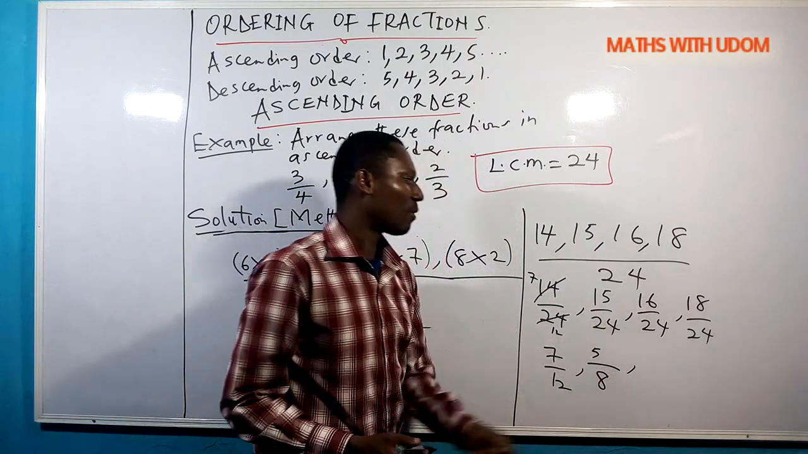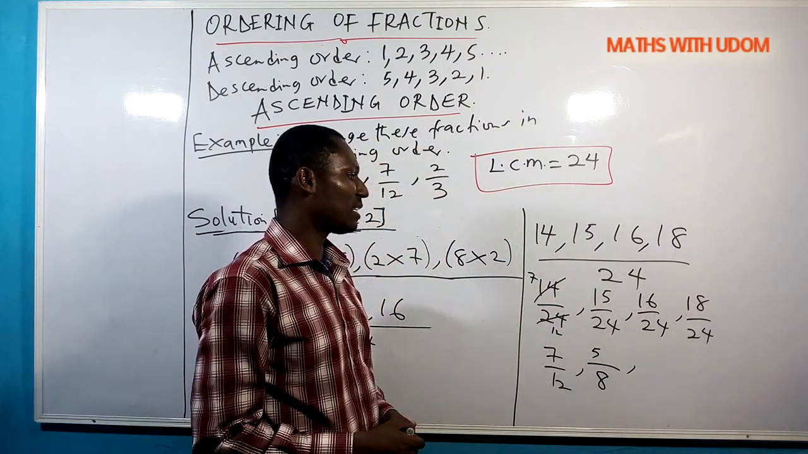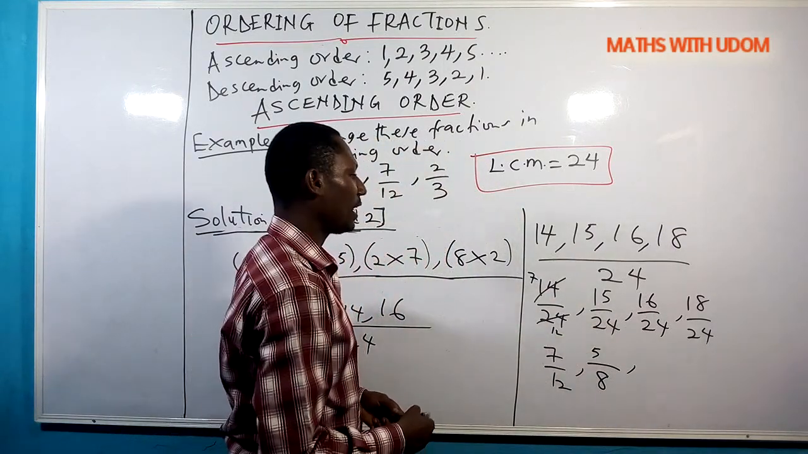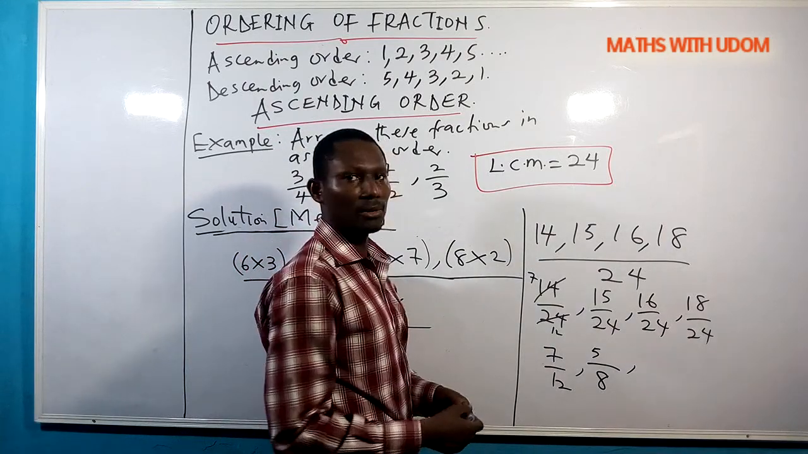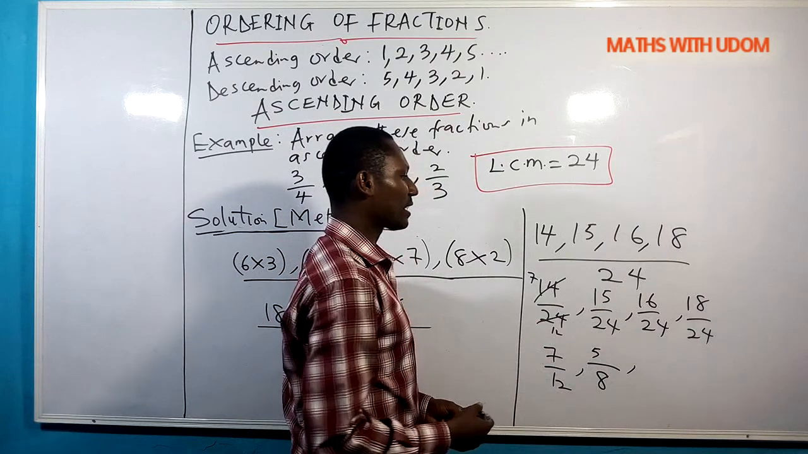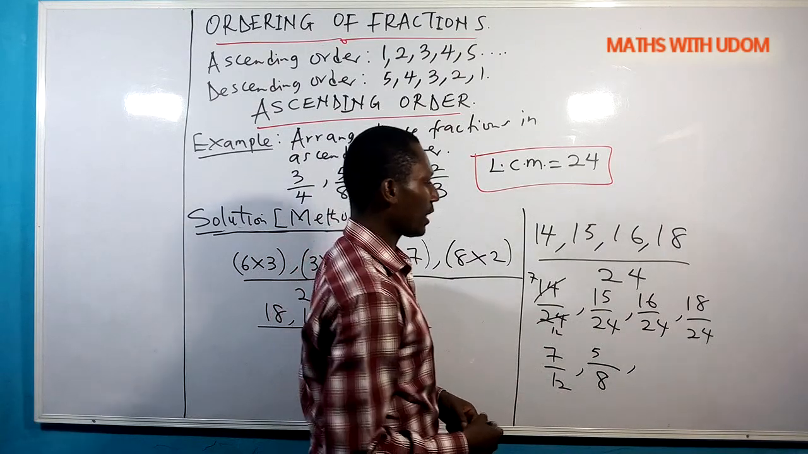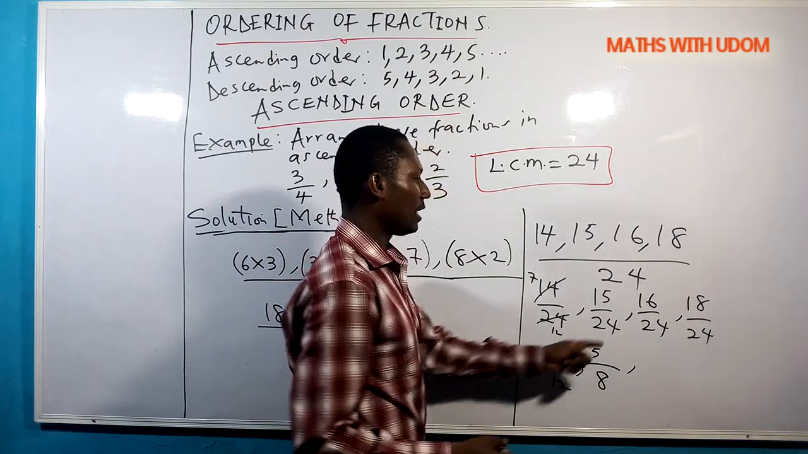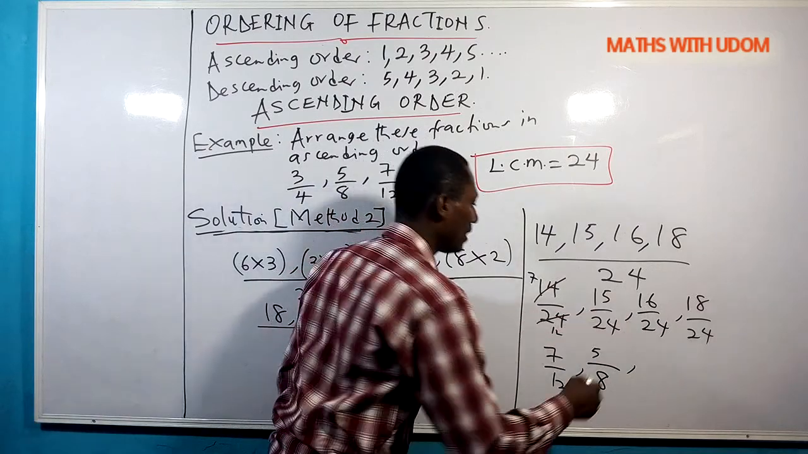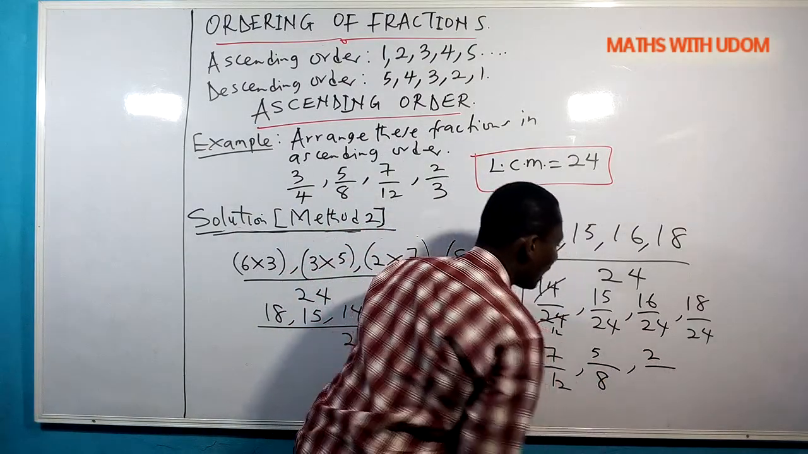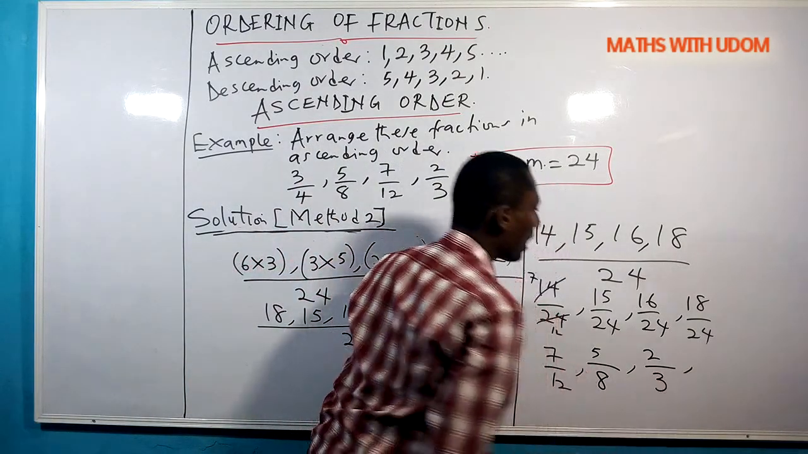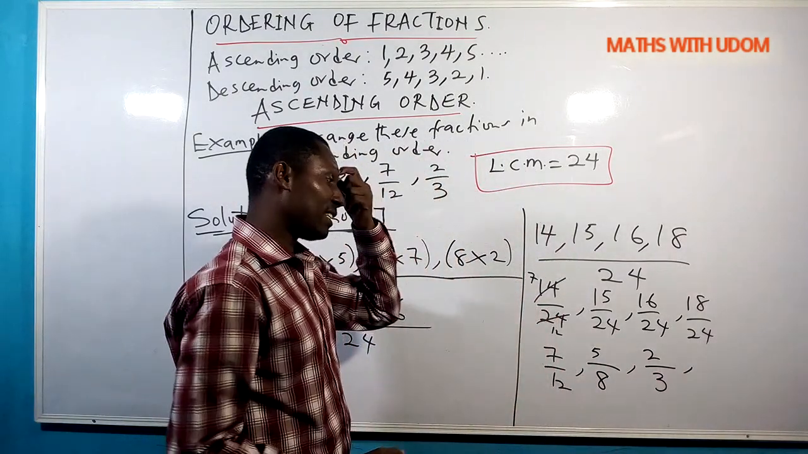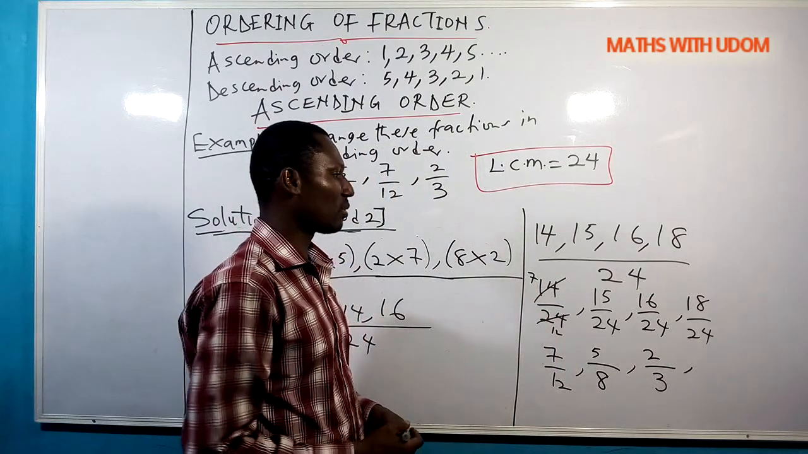So here, what can go in 16 and 24? Okay? Let's have 8. 8 can go. How many 8 can go in 16? 8, we have 2. And how many 8 can go in 24? We have 3. And then the last one, which is what? 18. Okay? 18.